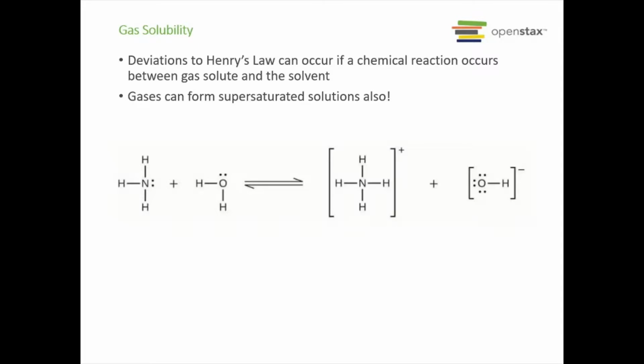And we can have deviations from Henry's law. This is going to occur between a gas solute and solvent, of course, when a chemical reaction happens. And then also gases can form supersaturated solutions. I kind of already talked about that with carbon dioxide. But one example is ammonia, NH3. This is a gas at room temperature, but when you put it in water, it goes through an acid-base reaction, with ammonia being a base and taking a hydrogen from water. And so then it forms NH4+ and OH-. So this doesn't follow Henry's law.